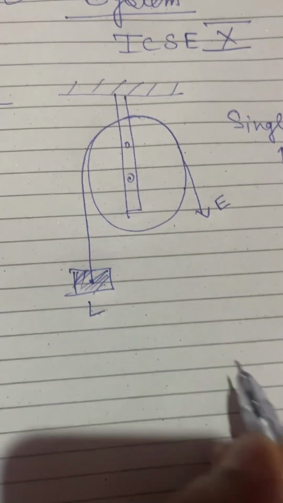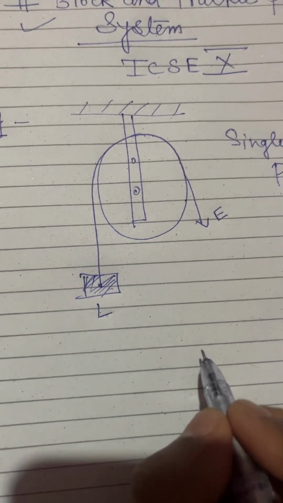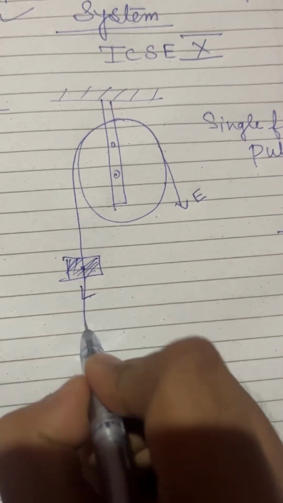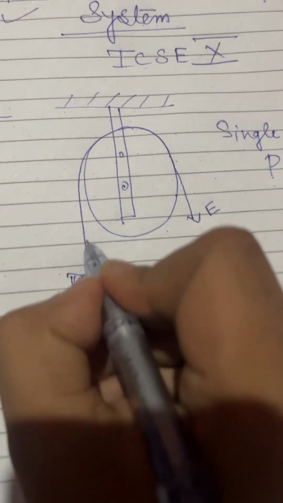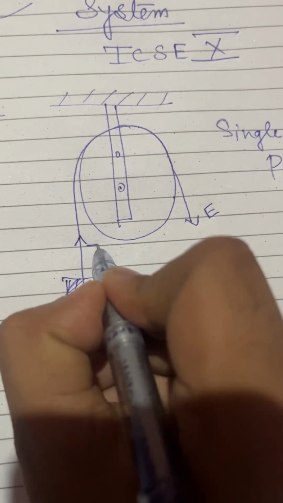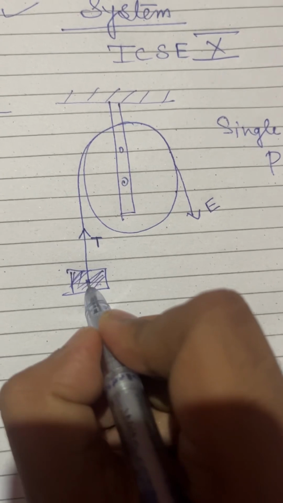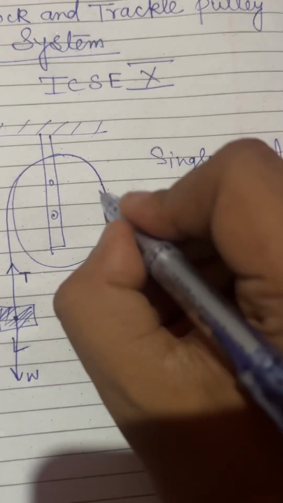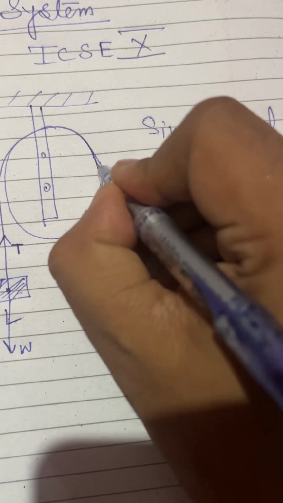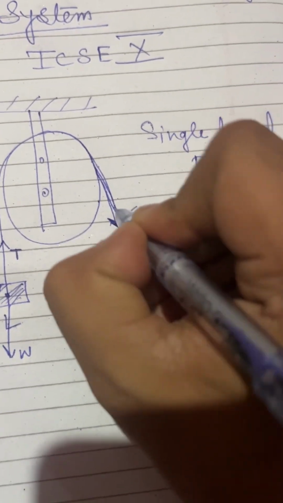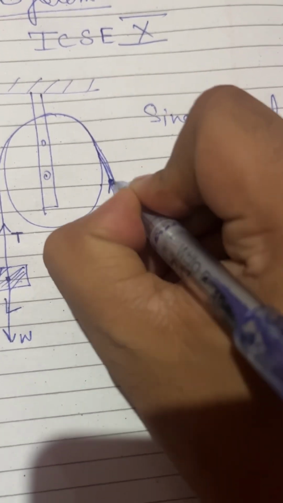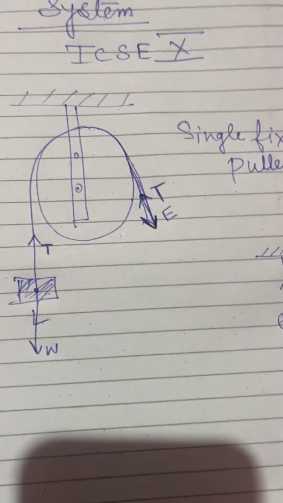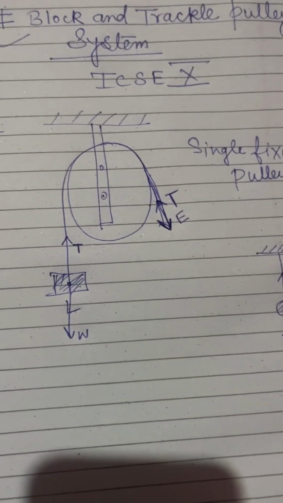Over here the same rule is followed. This is the load suspended on the pulley. The load acts as a weight in a downward direction, but the tension acts in the opposite direction at this point of suspension. Then, let us suppose this is the effort, and the effort direction is downward. Then we apply a tension in the opposite direction, which can be marked as T.